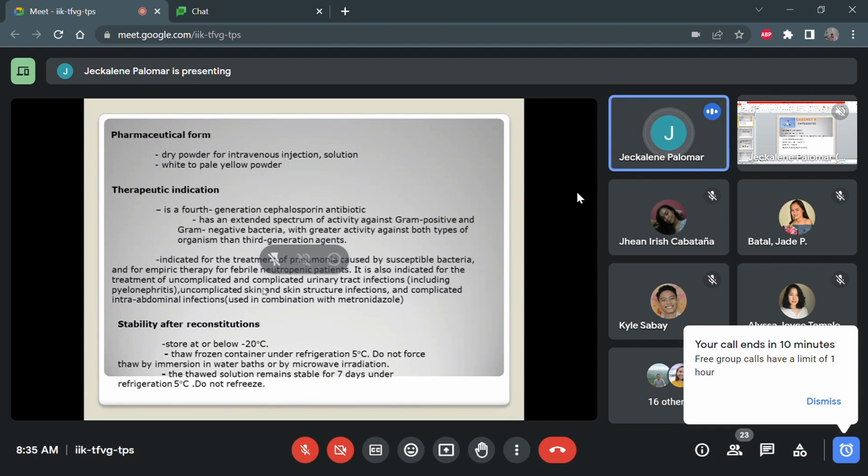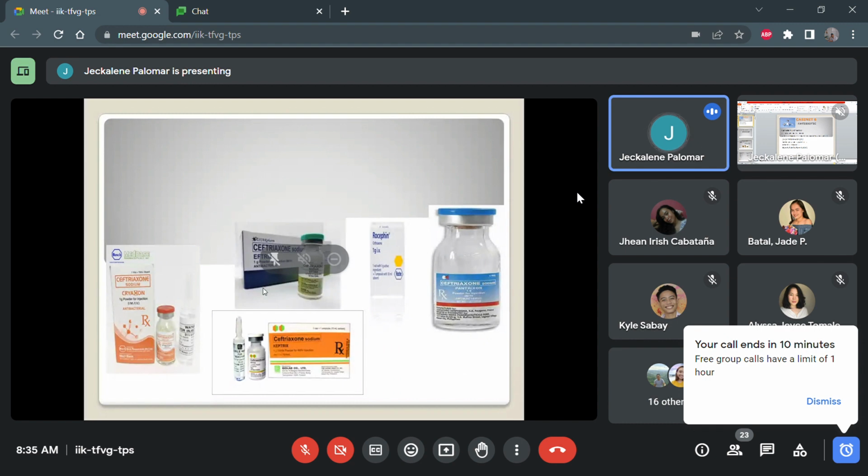Stability after reconstitution: store at or below negative 20 degrees Celsius. Thaw the frozen container under refrigeration at 5 degrees Celsius; do not force thaw by immersion in water baths or by microwave irradiation. The thawed solution remains stable for 7 days under refrigeration at 5 degrees Celsius. Then do not refreeze.